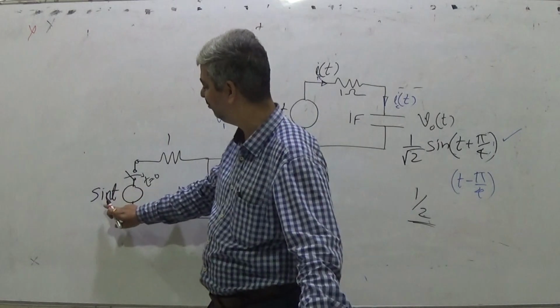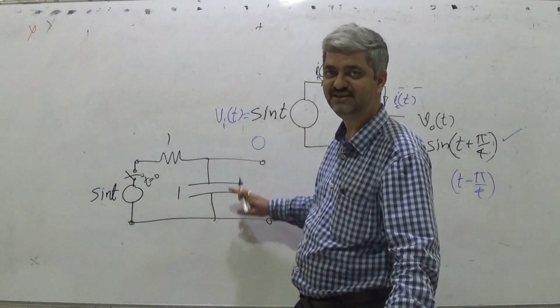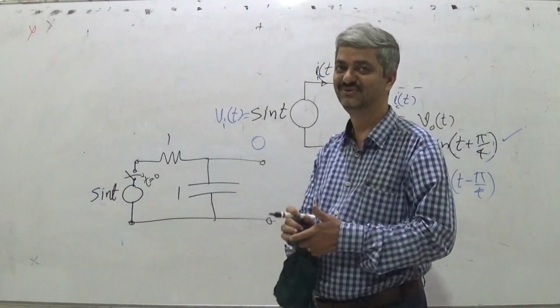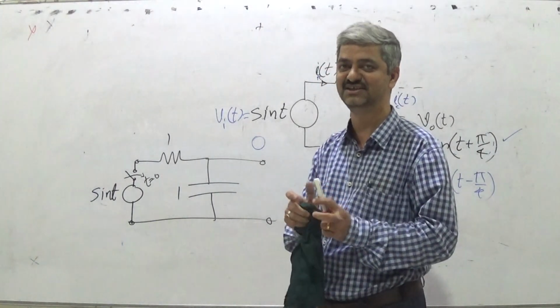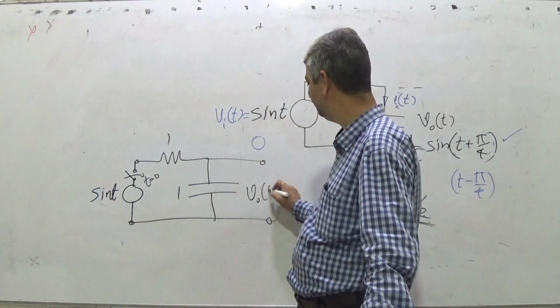Now at t equal to 0 I connect. Here there is no charge, the capacitor is initially uncharged. So the voltage across the capacitor cannot change instantaneously. So at t equal to 0, V out has to be 0.